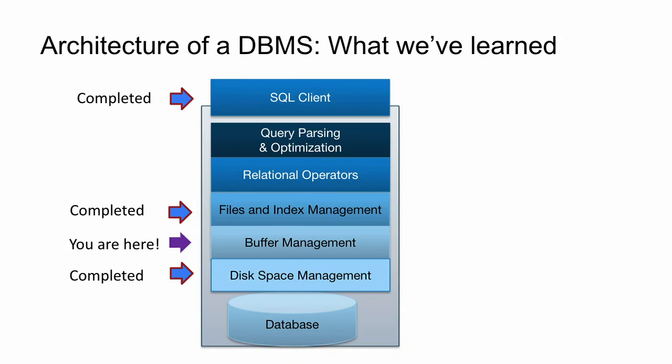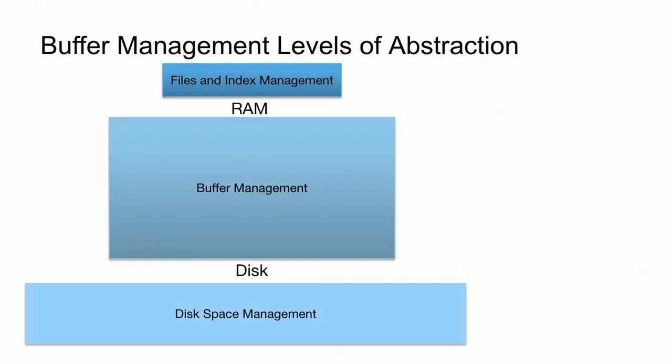So, let's go through that. Today we're going to be talking about the buffer management layer. Once you're done with this, we'll have completed the bottom half of a DBMS. You can think about it as the middle layer between the files and index management layer and the disk space management. Its role is to provide a RAM-based API for that higher layer, so that it can pull pages from disk and you can work in RAM.